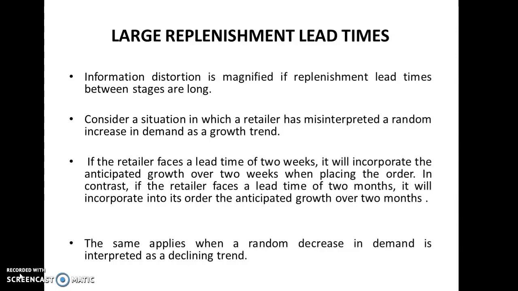The same thing applies when a random decrease in demand happens for a particular product, which is interpreted as a declining trend. So this happens only because of random increases and random decreases in demand for the particular product, and also because the replenishment time is long. Due to these two reasons, information distortion happens in the supply chain system.